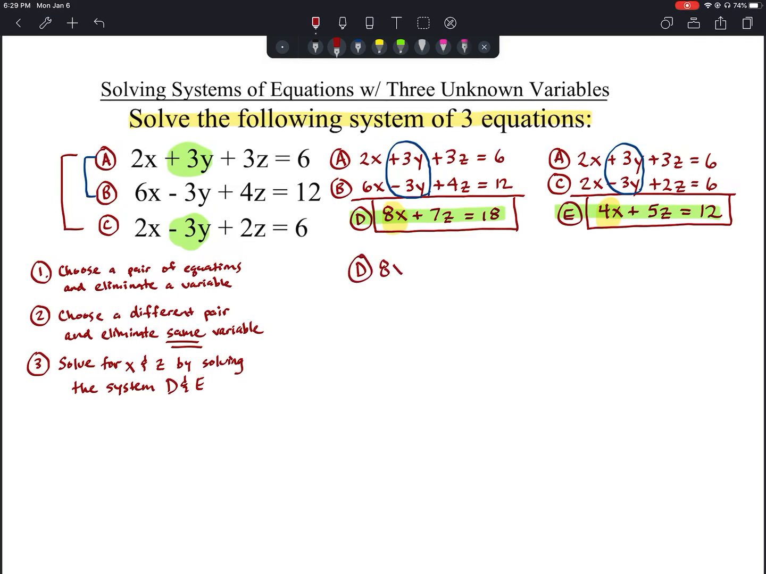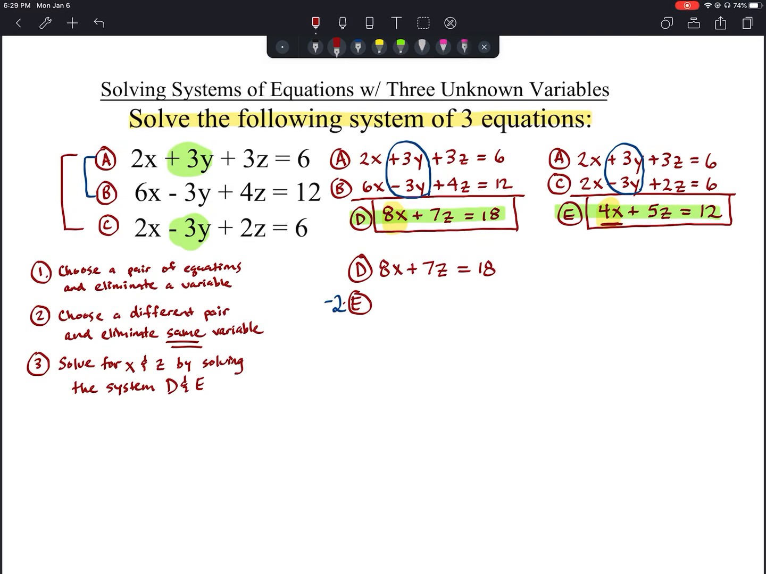I've got 8x plus 7z is equal to 18. And I'm going to take -2 and multiply it times E. You notice what I'm doing here is illustrating what I did. I'm doing -2 times E.